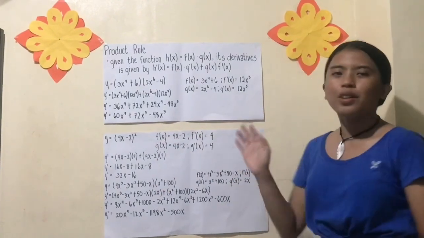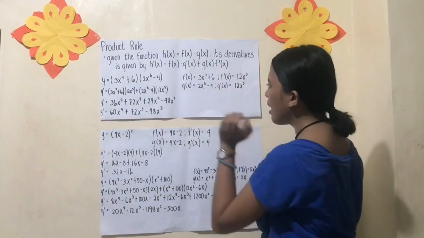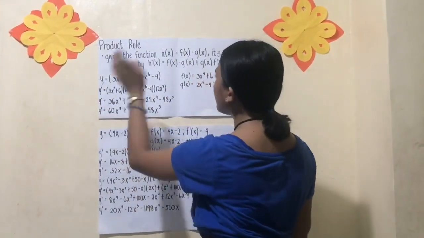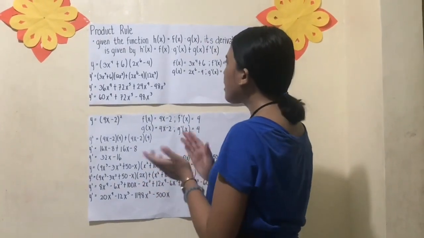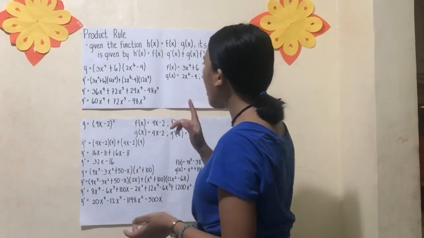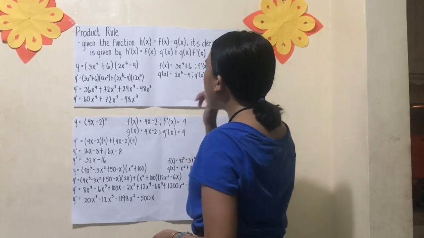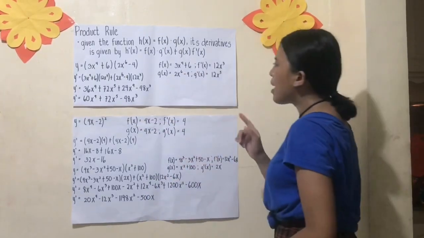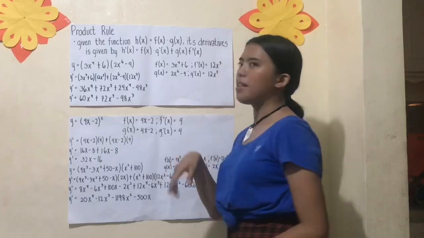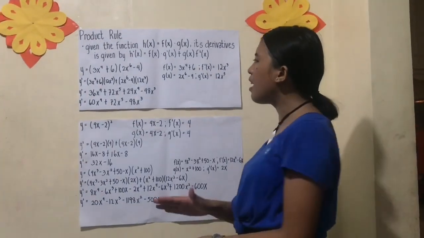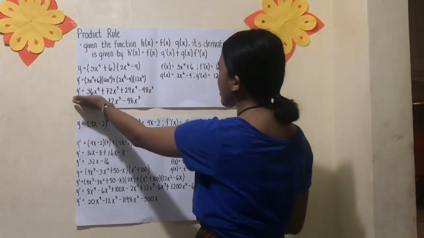and its prime to our formula, and that would give us y prime is equal to quantity of 3x raised to the power of 4 plus 6 times quantity of 12x raised to the power of 5 plus quantity of 2x raised to the power of 6 minus 4 times quantity of 12x raised to the power of 3. After that, we're going to use the distributive property. And then, we come up with this.